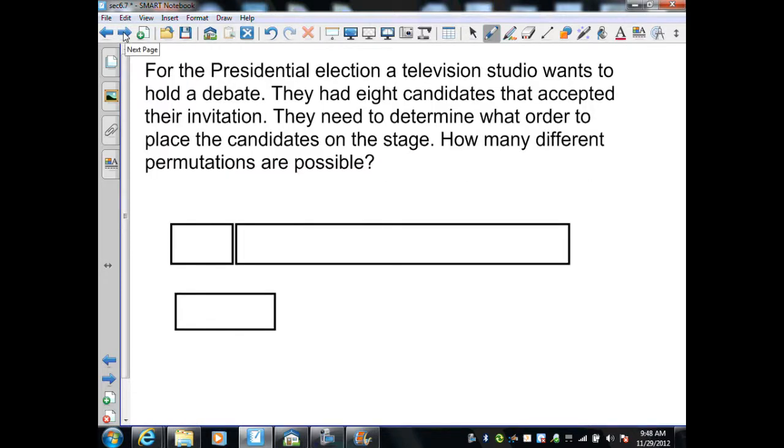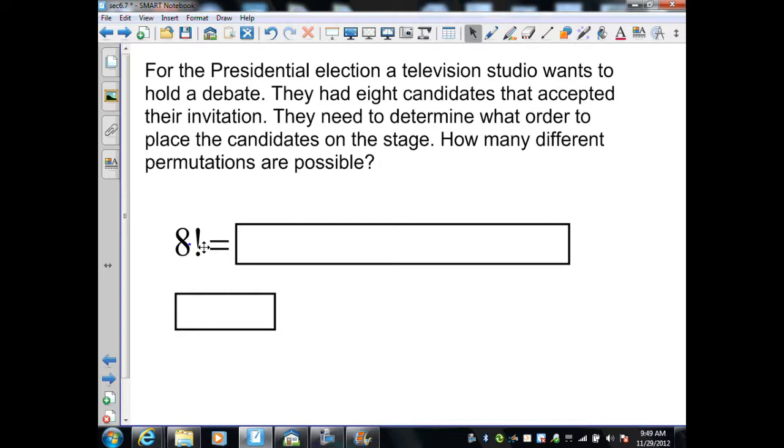Here's another example. For the presidential election, a television studio wants to hold a debate. They had 8 candidates that accepted their invitation. They need to determine what order to place the candidates on the stage. How many different permutations are possible? Since we're going to have 8 candidates, we're going to have 8 podiums, so we're going to use the entire set.